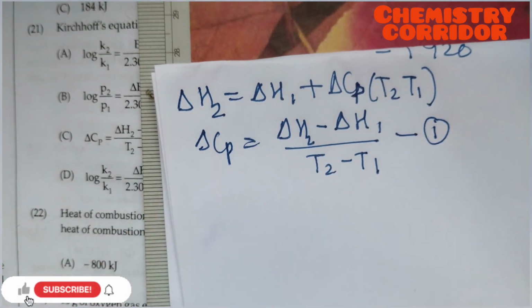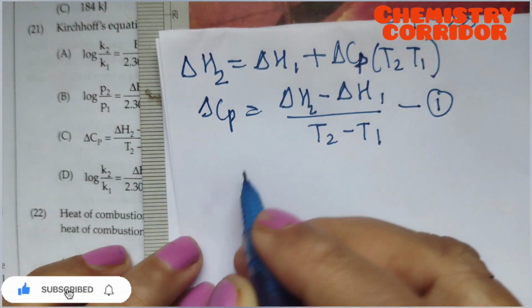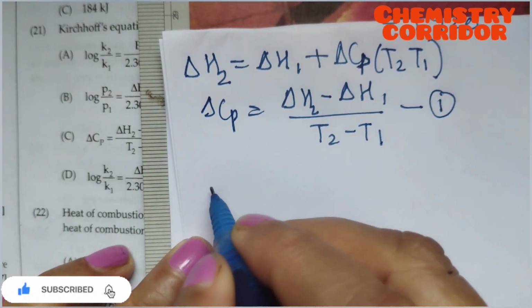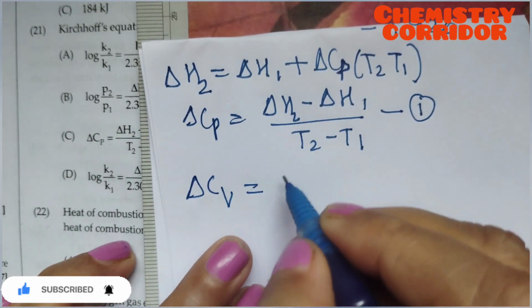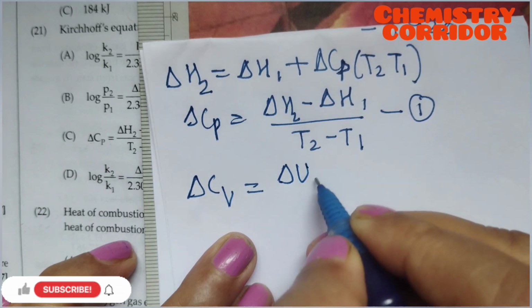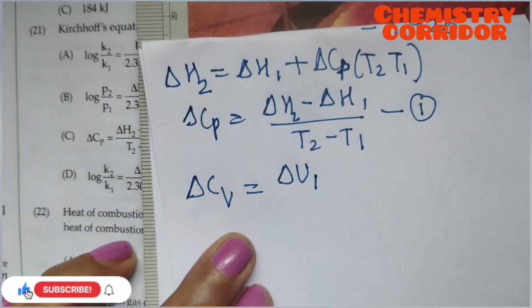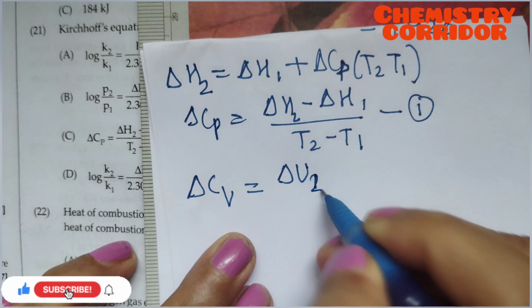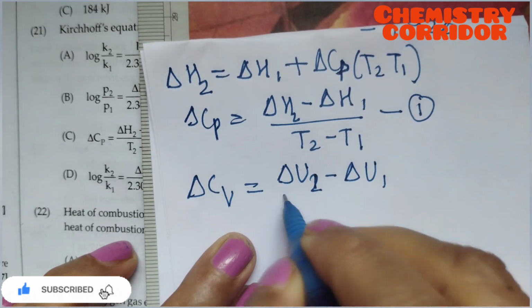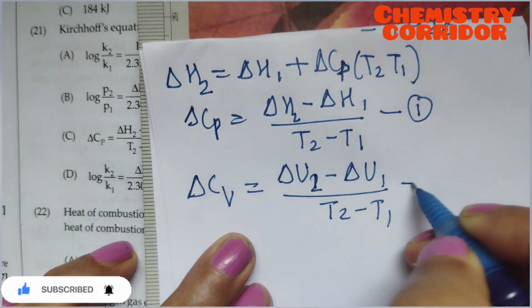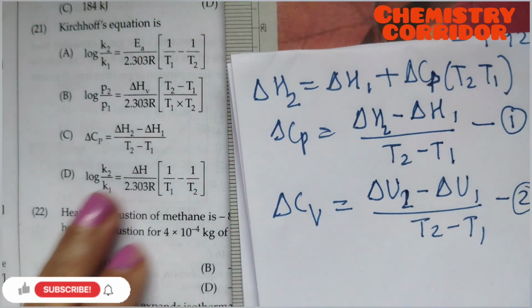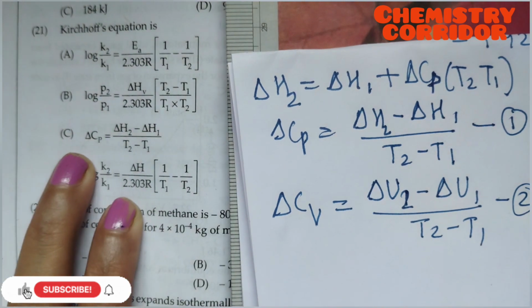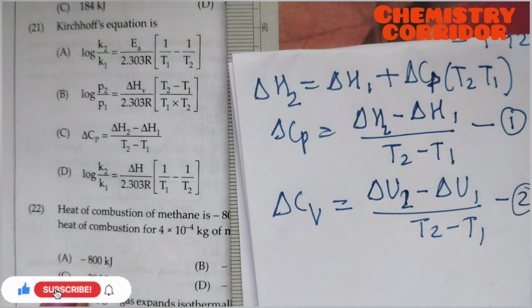If I put the same equation in terms of constant volume, this is at constant pressure. So if I write at constant volume, it will be delta Cv is equal to, heat at constant volume is internal energy change, so it will be (delta U2 minus delta U1) upon (T2 minus T1). This is the second equation. So let's see the options. According to the options, they have given only one related to delta Cp. So the answer here is the third option. Let's see the next question.